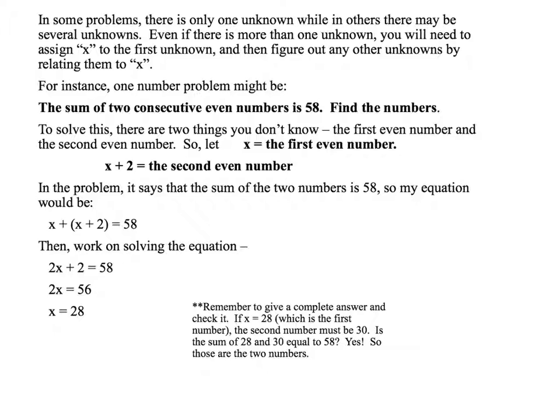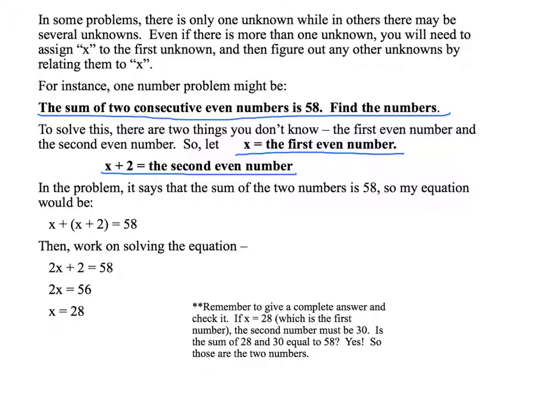For instance, one number problem might be: the sum of two consecutive even numbers is 58. Find the numbers. To solve this, there are two things you don't know, the first even number and the second even number. So for my labeling part, I might say at the very beginning that X is equal to the first even number. If X is equal to the first even number, the second even number must be X plus 2, because to get from one even number to the next even number, you always have to add 2.